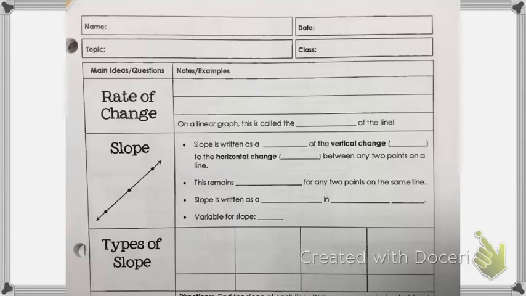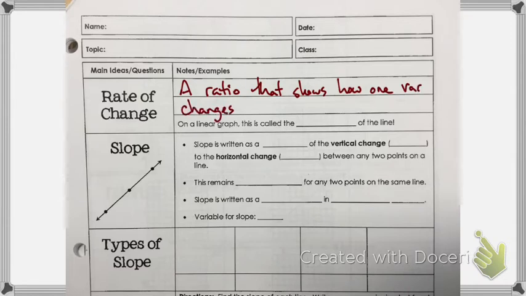A more general term that slope comes from is called the rate of change, which is how things change. It's a way to explain how things change. The definition of a rate of change is it's a ratio that shows how one variable changes with respect to another.